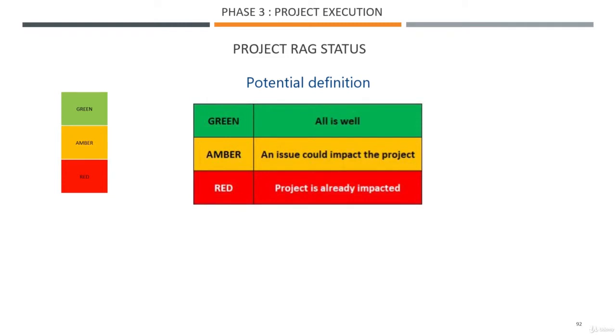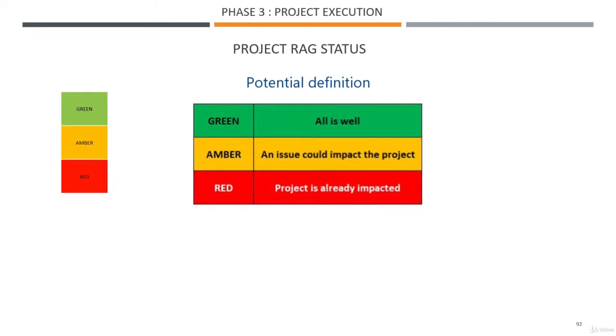So things are starting to fall apart, more or less. Red, the project is currently being impacted. Another way to look at it is how much do you want your executives to pay attention to your project right now.